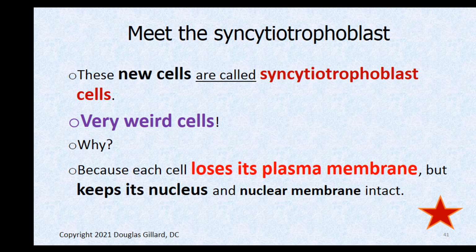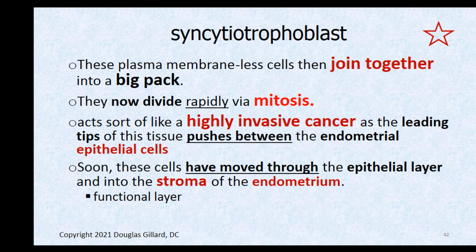So very, very strange. And they're very, very aggressive. They go through mitosis almost as fast as a cancer cell does. And somehow they know to go deep inside into the myometrium, into the wall of the uterus. They burrow. They're like burrowing cells. We don't know how they know which way to go, but they do. So you get these big packs of highly mitotic cells, very similar to invasive cancer. And the leading edge pushes them through the epithelial cells and deeper into the stroma of the endometrium.